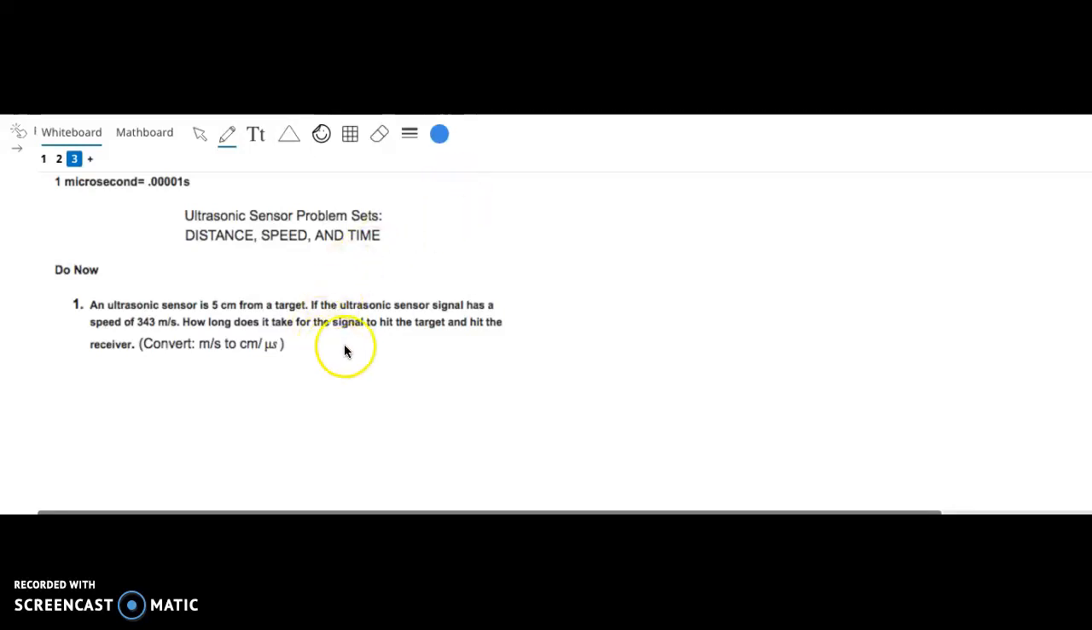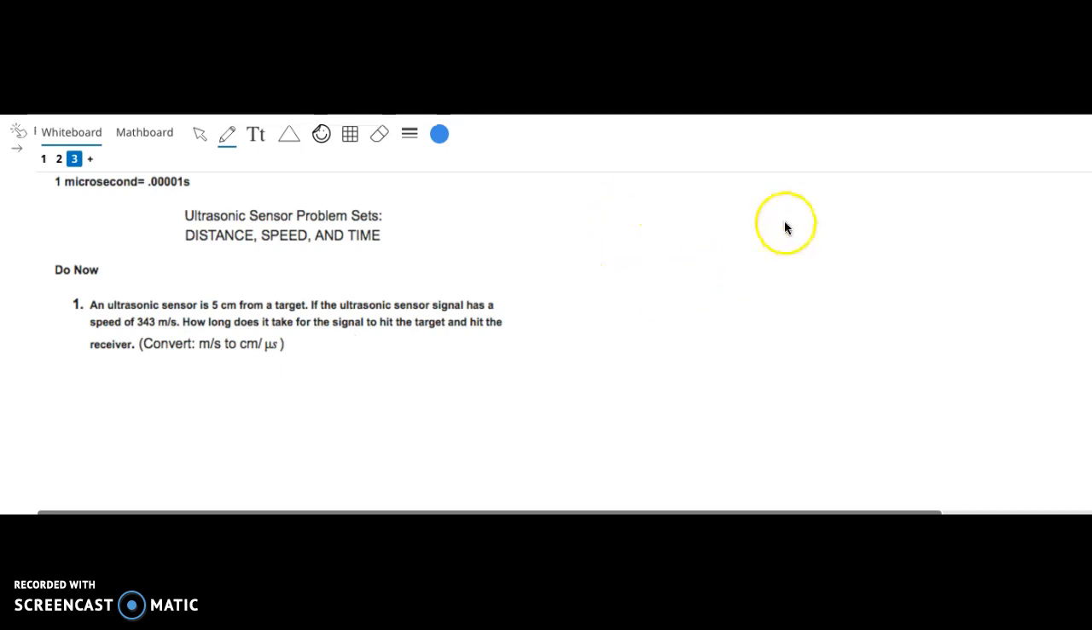All right, so here is a reteach lesson on ultrasonic sensors problem sets: distance, speed, and time. Now, the key is to make sure that you concentrate and focus on everything that the question is asking you to do. You use all the resources that the question is giving you, and then make sure you know what your answer means once you're done with it. So you really have to try to conceptualize what's going on as you're answering this problem.